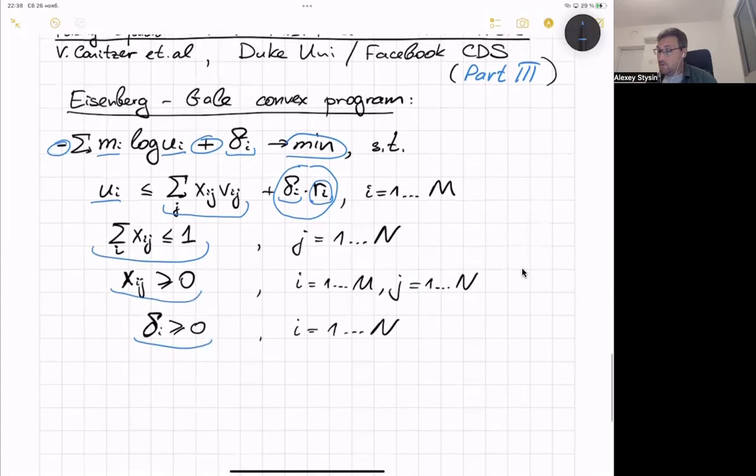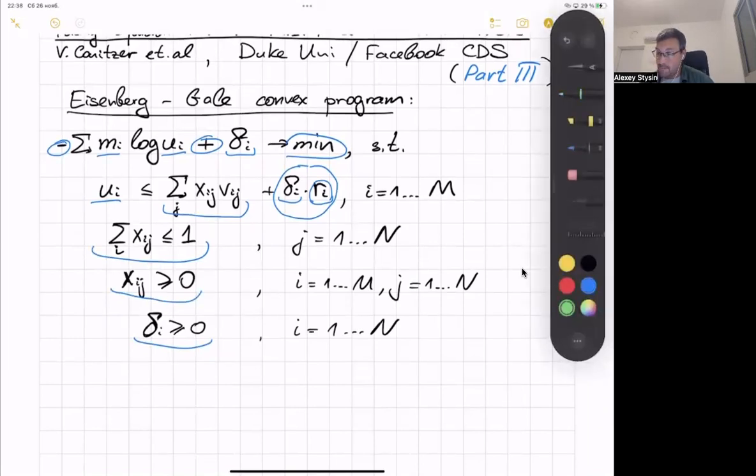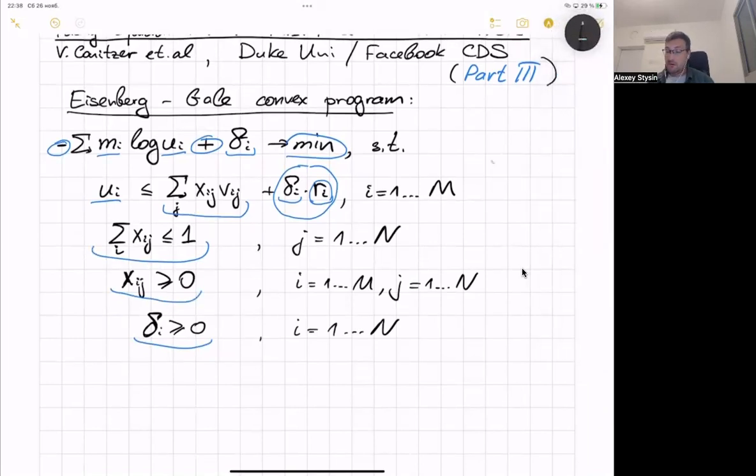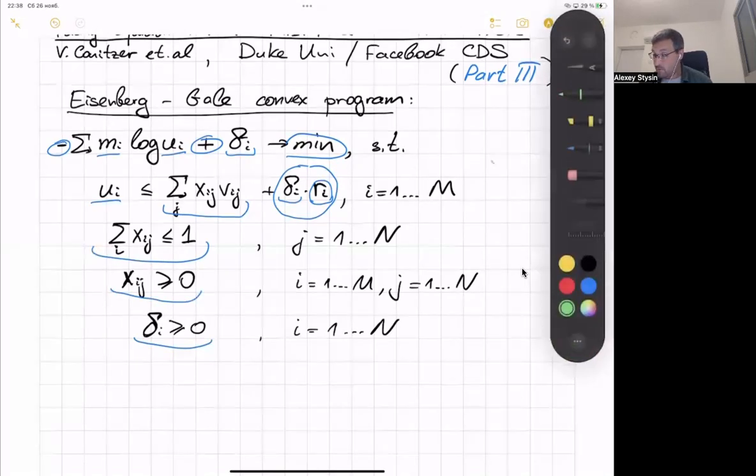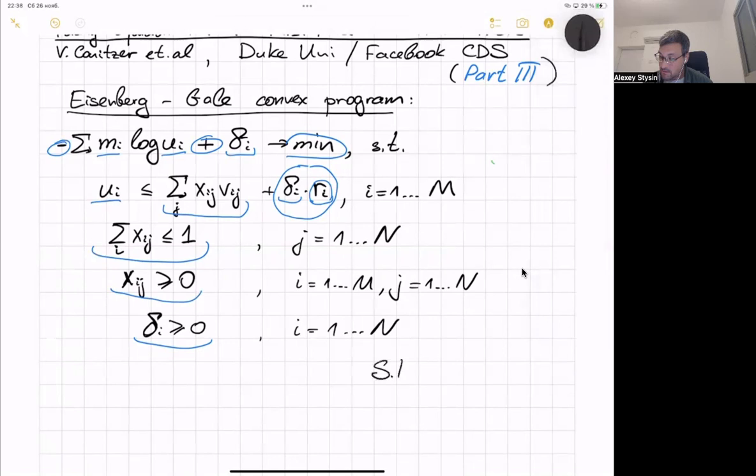So now what we actually want to do is derive the dual program. And for the reference on how to do it, the best reference is the course from Stephen Boyd, which is called EE 364A on YouTube. And I think the most relevant is lecture 9.